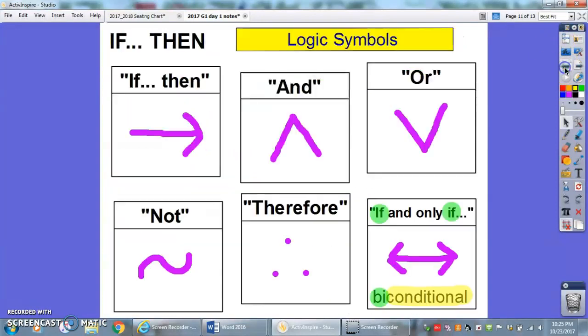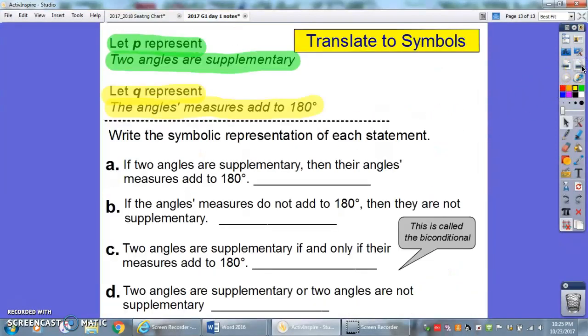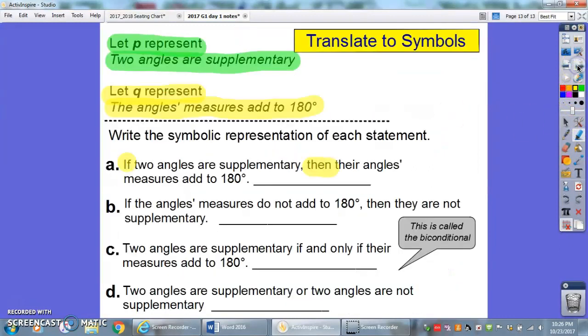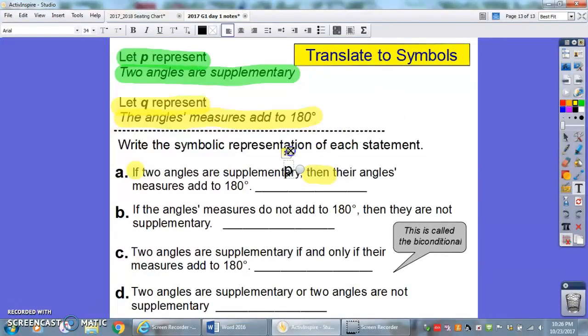I'm going to backtrack right here. Also use those symbols to replace the words that are used. So the first one, it starts with if. Alright, so it's an if-then statement. So backtrack. The symbol for if-then is an arrow. So we're going to have to stick an arrow between 2 of the letters. So we'll figure that out in a minute. So that letter that would come first would be whatever represents 2 angles are supplementary. So that would be letter P. Letter P is 2 angles are supplementary. So I'm going to get P down there first.